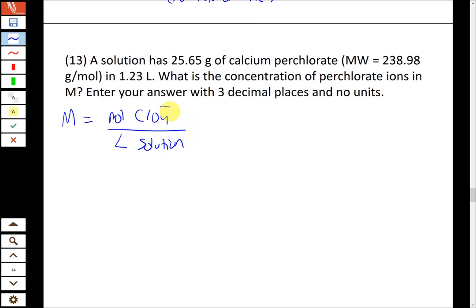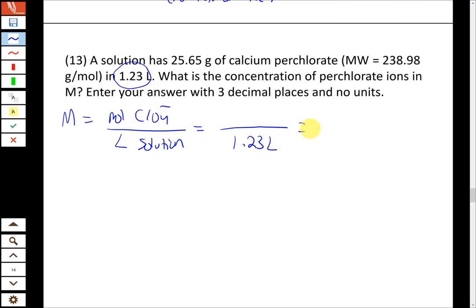So we need these two quantities to find the molarity of perchlorate ions in the solution, and one of those is given directly. We're told that a solution has that much calcium perchlorate with a volume of 1.23 liters, so that's going to be our denominator here, but we need to figure out how many moles of perchlorate we have to put that into the formula.